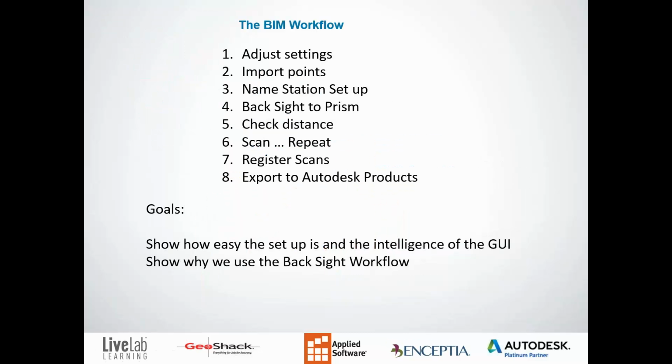So to go through our workflow a little bit, we're going to adjust the settings. We actually import a CSV file of points into the unit. We name our station. We backsite to our prism. We check that distance, and then we repeat that process for every setup we have. Once all of our scans are done, we go and register them in our ScanMaster software, and then we're able to export those out to Autodesk.